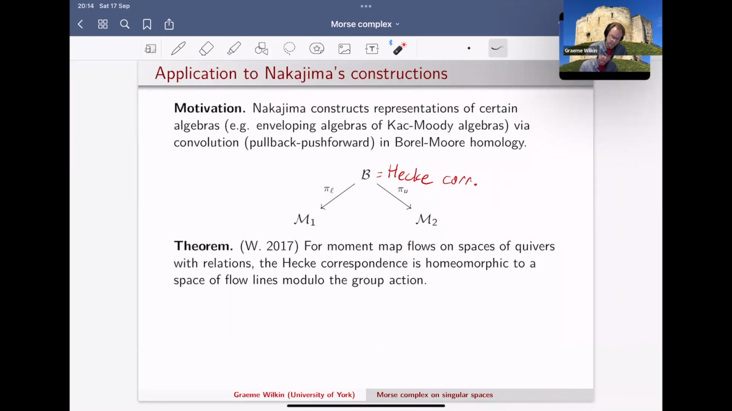So a theorem from a few years ago is that for moment map flows in spaces of quivers, the Hecke correspondence is homeomorphic to a space of flow lines. So you can think of this as a space of flow lines inside some singular space. And there's an analogous theorem that works the same way for the Yang-Mills-Higgs flow. Of course, there's more analysis in the Yang-Mills situation, but the idea is the same. So this space, which is interesting to the algebraists, is the same as the Hecke correspondence, or the same as the space of flow lines.